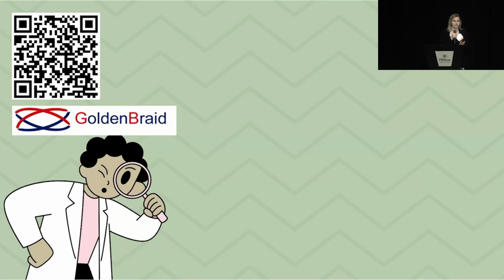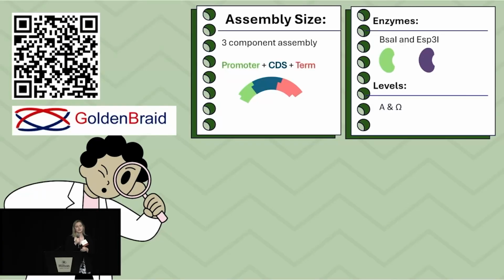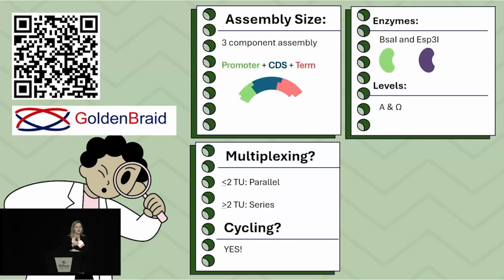So, Golden Braid. Golden Braid allows for 3 level zeros, 3 components, into your level 1s. It does use 2 enzymes, BSA1 and ESP31, so that you can clone into either your alpha or omega levels. Now, I know I mentioned levels 1 and 2 earlier, and this can be a bit confusing. So they actually use their own terminology that they don't really call level 1s and 2s, and we'll get into why in a second. They do allow for multiplexing with this platform.